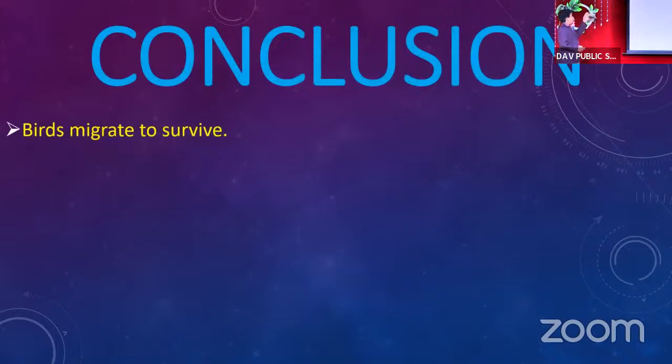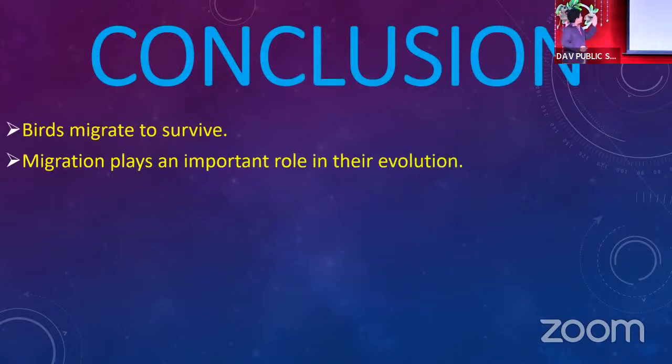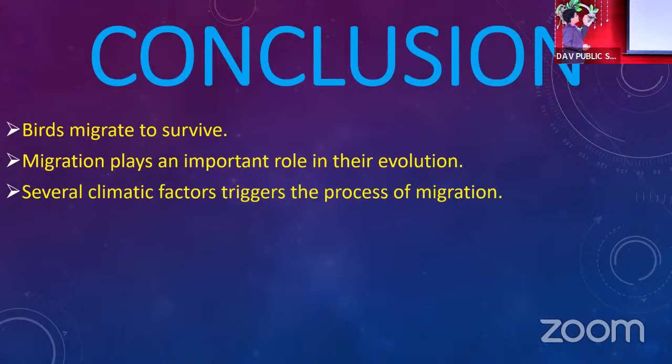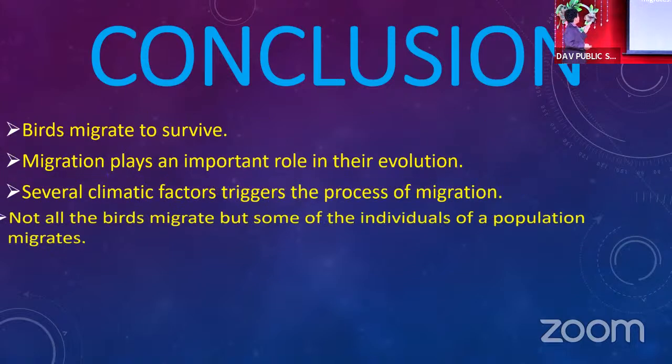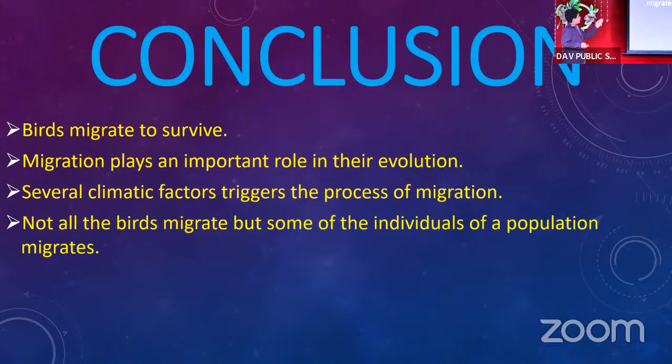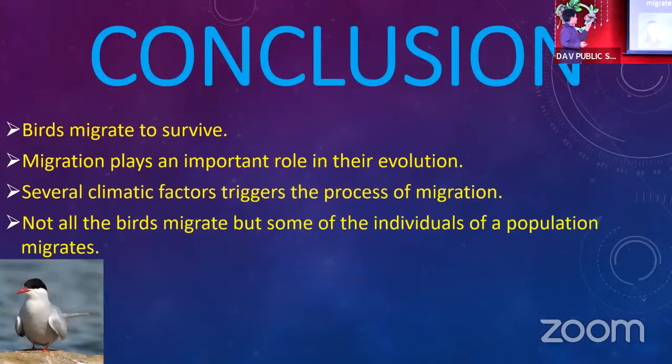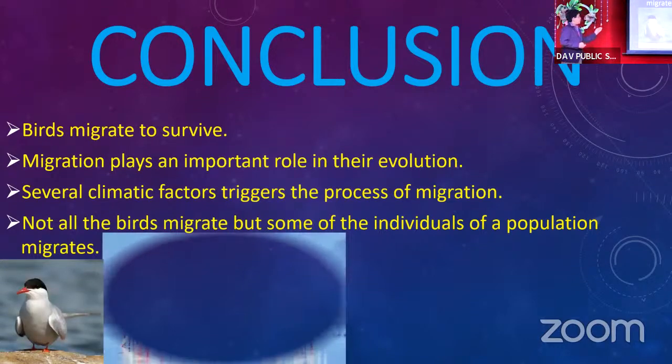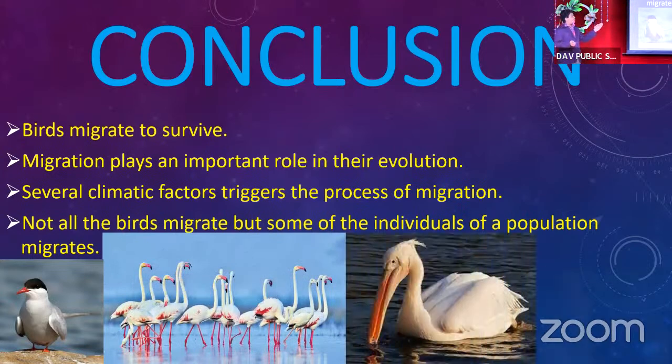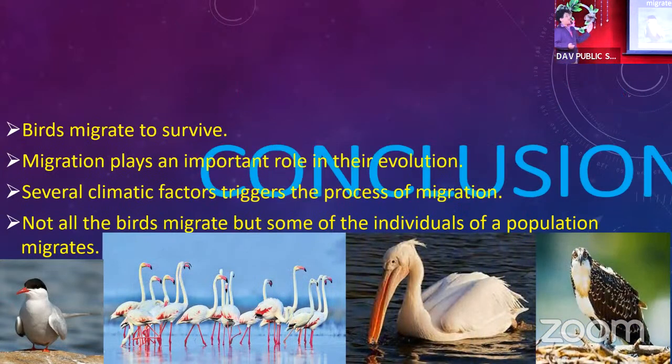Conclusion. Birds migrate to survive. Migration plays an important role in their evolution. Several climatic factors trigger the process of migration. Not all the birds migrate, but some of the individuals of a population migrate, like Siberian crane, painted stork, flamingo, pelican, etc.